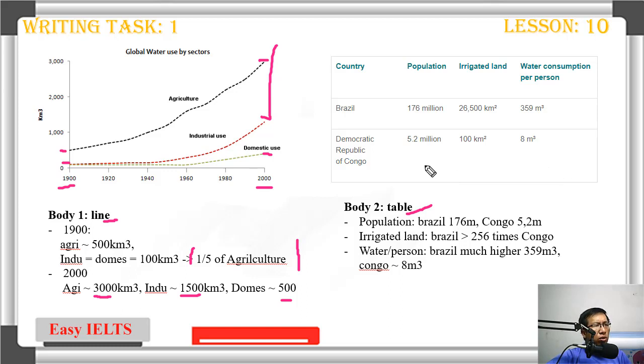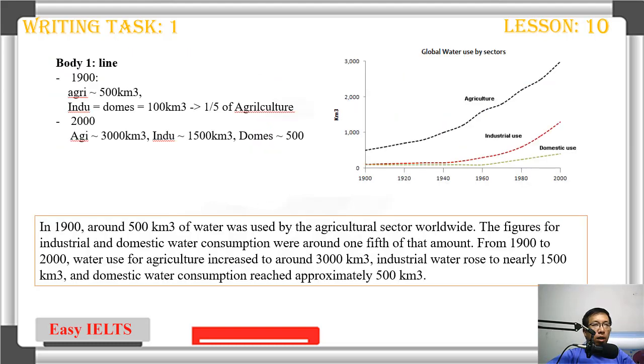So body 2, you look at the population. Brazil this, Congo this, irrigated land, Brazil's. Okay, you can see Brazil's is about 265 times bigger than Congo's. For water consumption per person, Brazil is much higher, and Congo only this number to this number. So this is the outline for body 1 and body 2. So now we go on to transfer the outline into a paragraph.